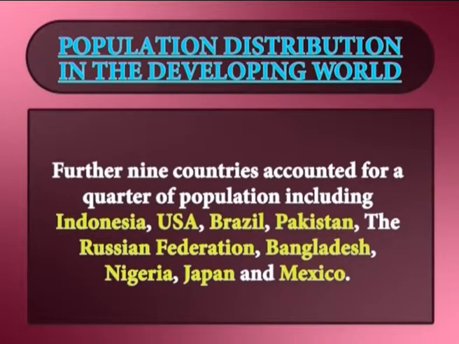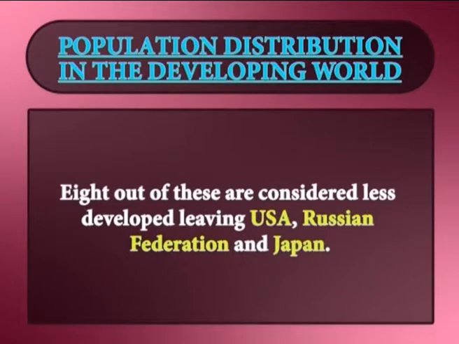The least developed countries accounted for a small portion of the world population in 2005, which was 11.7%. Jointly, India and China accounted for more than 37% of the population in 2005. Further, 9 countries accounted for a quarter of population, including Indonesia, USA, Brazil, Pakistan, the Russian Federation, Bangladesh, Nigeria, Japan and Mexico. 8 of these are considered less developed, leaving USA, Russian Federation and Japan.